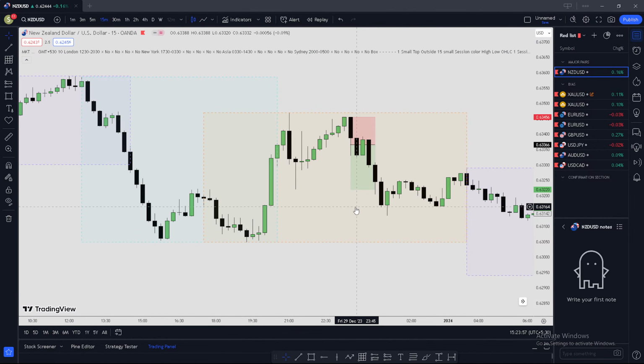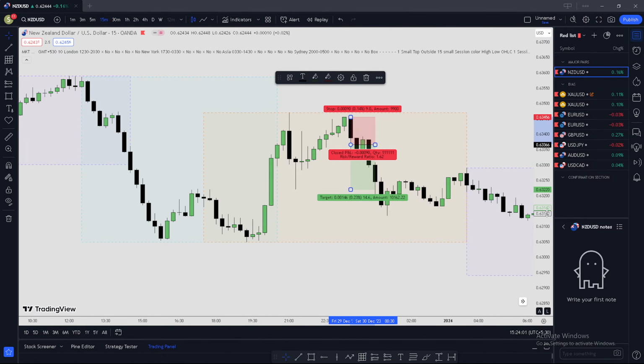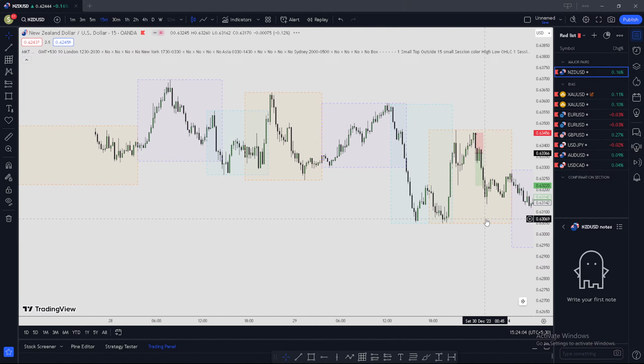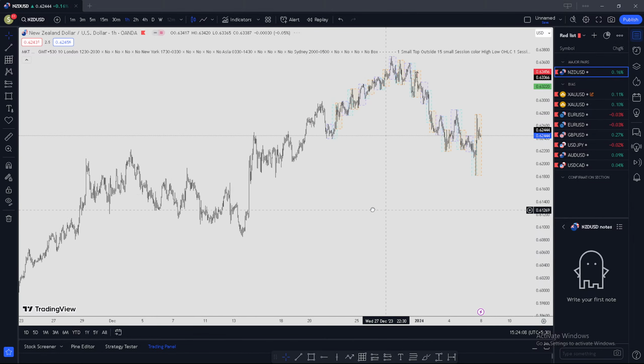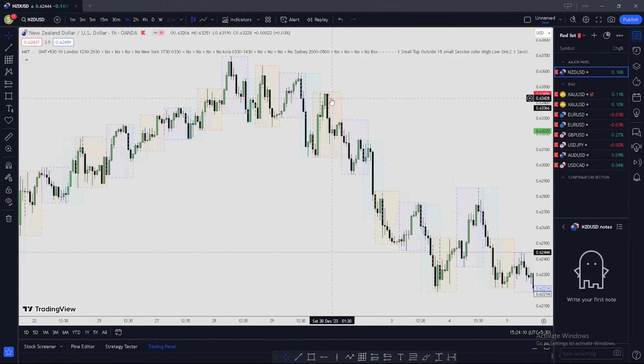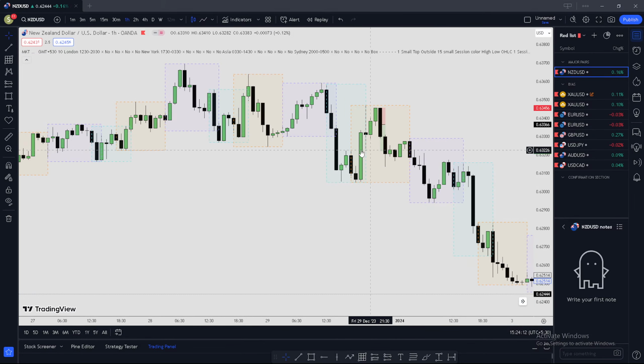Looks like my first target would have been up to here, 1.62, but since our bias is bearish, okay, we can see the bias. So we could have approached this.